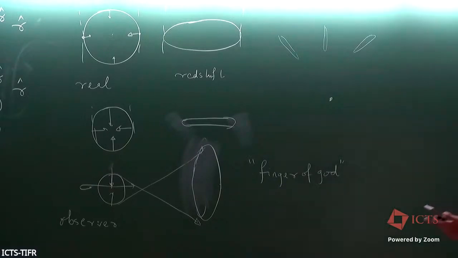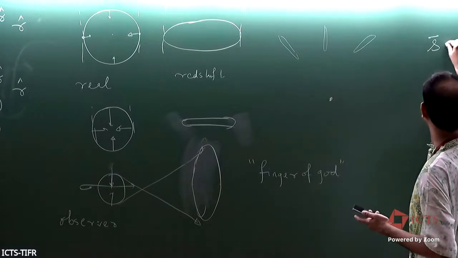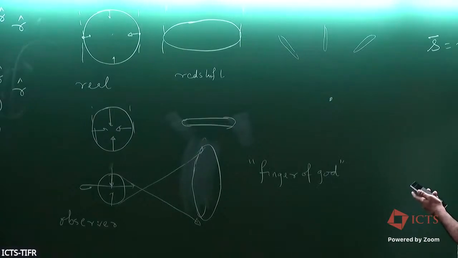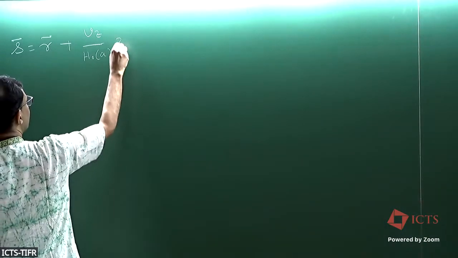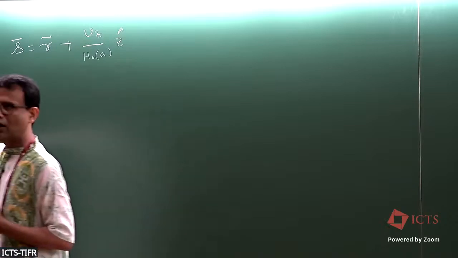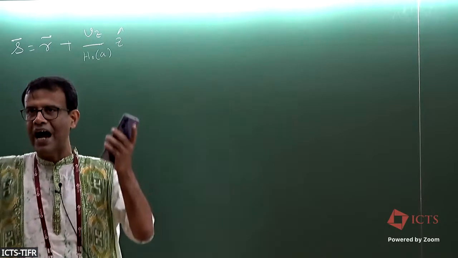So what we can do is, let me again write S equal to R plus Vz by H naught A times Z. What I have replaced in that equation is R by Z. So if you are sitting here looking in all directions, depending on which direction you are looking in, the peculiar velocity will play a role along that direction. So that is why I put R.